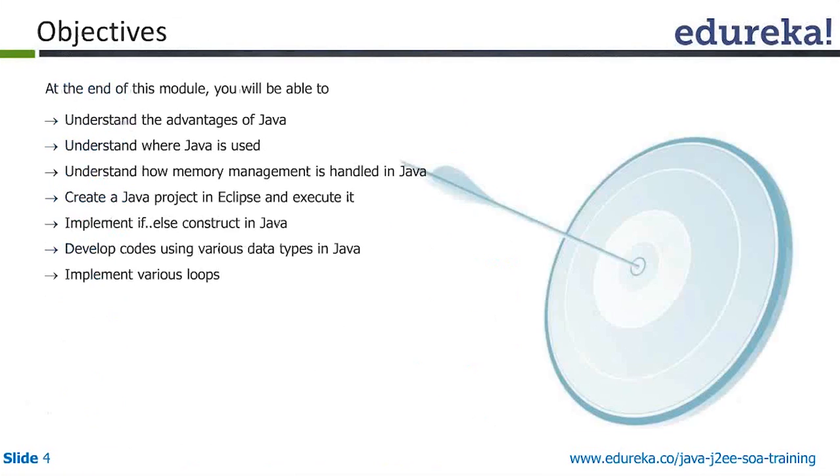Okay, so now we are starting the first module, Introduction to Java. So what are the objectives of this module? Well, basically the module is there first to tell you exactly what is the reason you should be working in Java. So that covers what are the advantages of Java and where it is used. After that, we are going to talk a little bit about memory management in Java.